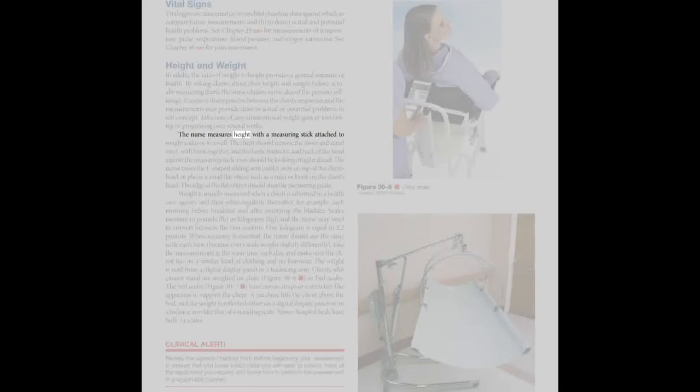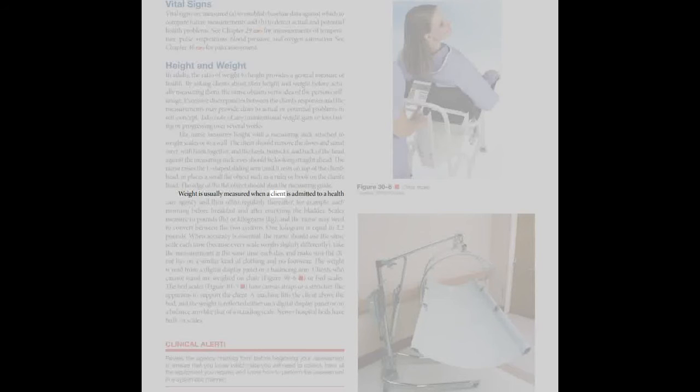The nurse measures height with a measuring stick attached to weight scales or to a wall. The client should remove the shoes and stand erect, with heels together, and the heels, buttocks, and back of the head against the measuring stick. Eyes should be looking straight ahead. The nurse raises the L-shaped sliding arm until it rests on top of the client's head, or places a small flat object, such as a ruler or book, on the client's head. The edge of the flat object should abut the measuring guide.